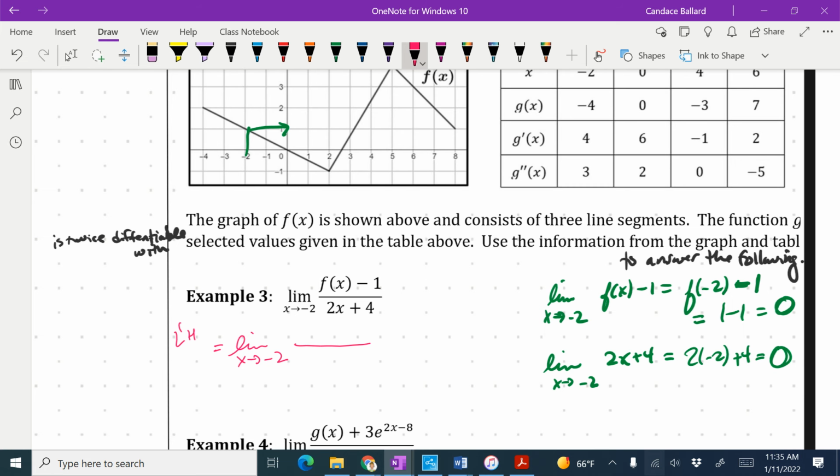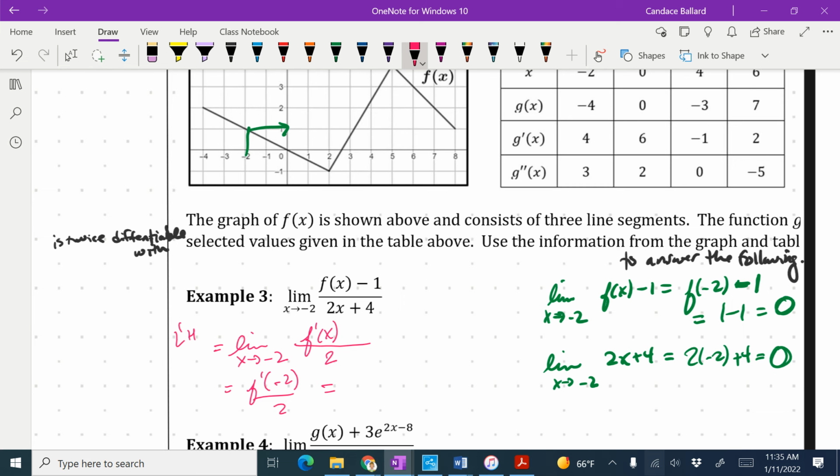All right, so what is the derivative of f of x? Good. And what's the derivative of -1? 0. Don't need to write it down, right? What's the derivative of 2x plus 4? Perfect. Good news is I don't have 0 in the denominator anymore, so I'm probably safe to just direct substitute in now. Okay. So I'm going to go f prime of -2 over 2.